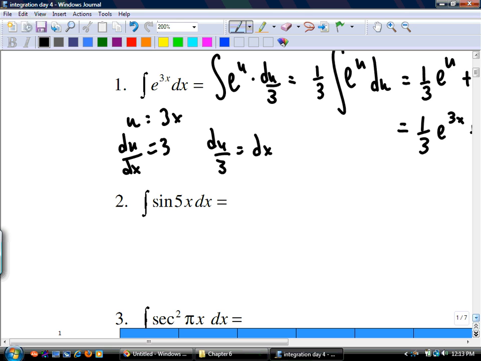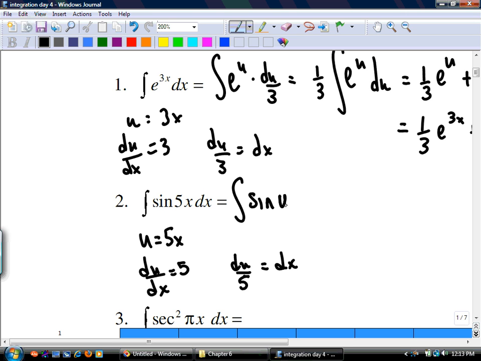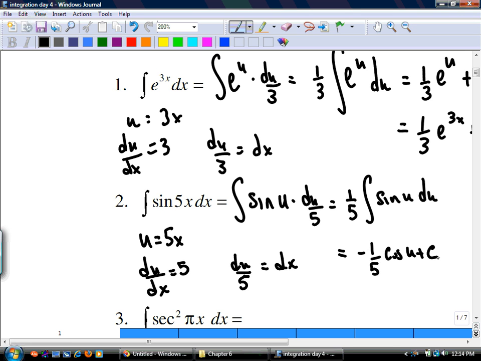The integral of sine. u equals 5x. du over dx equals 5. du over 5 equals dx. And lo and behold, the same thing happens. Sine u times du over 5 becomes 1/5. And the antiderivative of sine is negative cos. And then you switch it back, and you get to a point you're like, Mr. F, this one isn't so bad either.